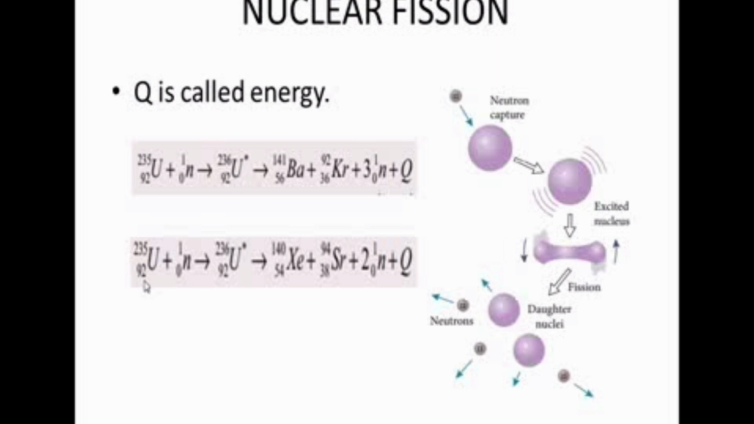Another form of the equation: again uranium-235 is bombarded with a neutron and goes to an excited state. The star indicates the excited, unstable state. That uranium produces xenon and strontium plus 2 neutrons, releasing a large amount of energy. One equation releases 3 neutrons and this equation releases 2 neutrons. On average, we can take 2.5 neutrons released in a nuclear fission reaction.